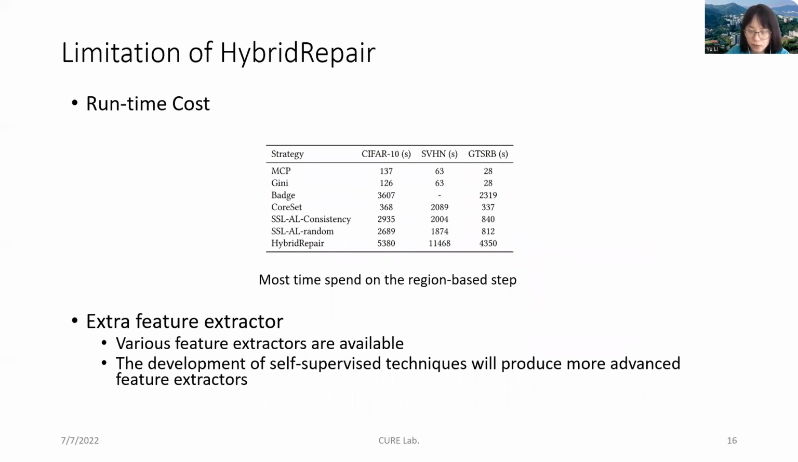HybridRepair has two major limitations. First is the runtime cost. As we can observe, HybridRepair has more runtime compared to other methods, either active learning, traditional repairing methods, or active learning and semi-supervised learning methods. Also, HybridRepair requires an extra feature extractor.